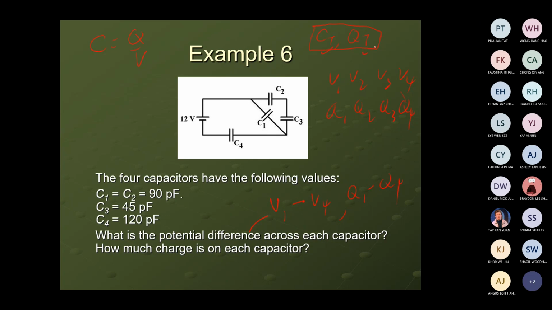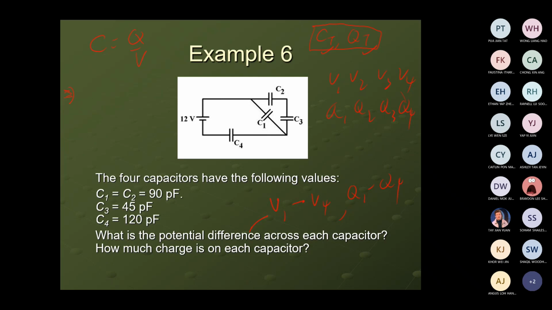After you find C total and Q total, which quantity can you find here first? Anybody? Q1, V1, Q2, V2? Which one? Tell me the order. C1 is here, C2 is here, C3 is here, C4 is here. Which can you find first? Q1 to Q4, V1 to V4. Which quantity can you find first? Anybody?